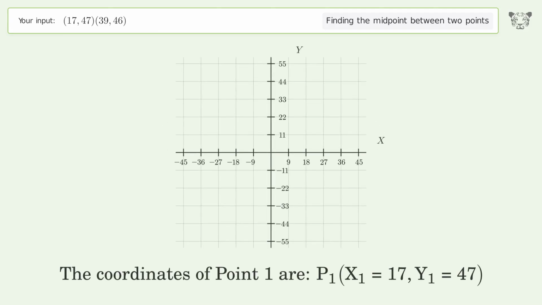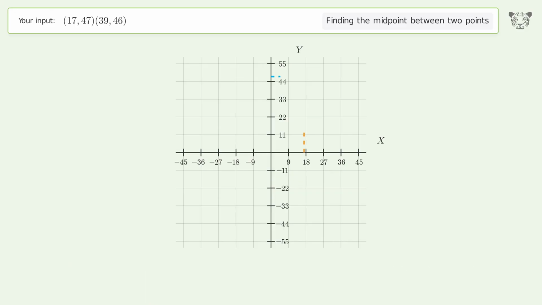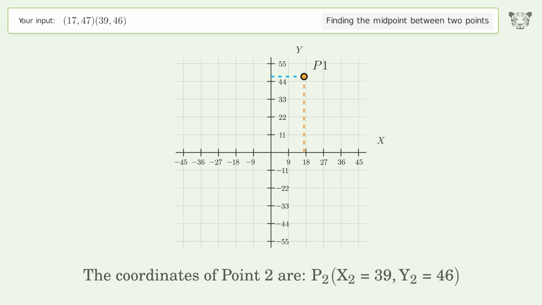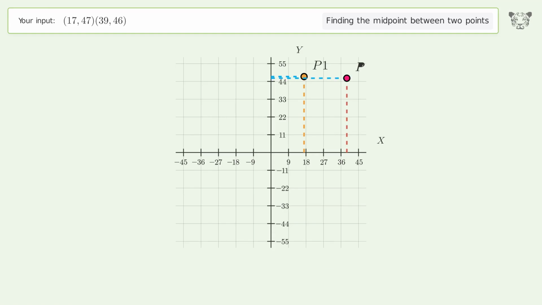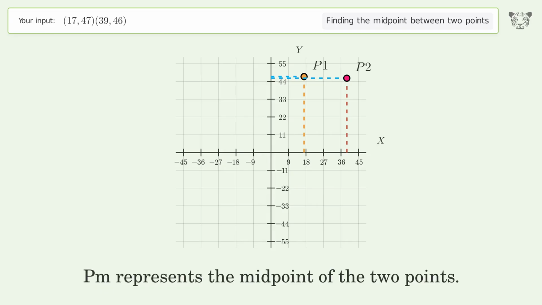The coordinates of point 1 are x1 equals 17, y1 equals 47. The coordinates of point 2 are x2 equals 39, y2 equals 46. PM represents the midpoint of the 2 points.